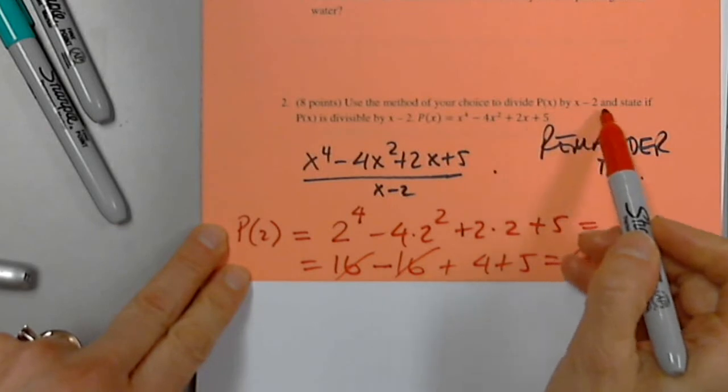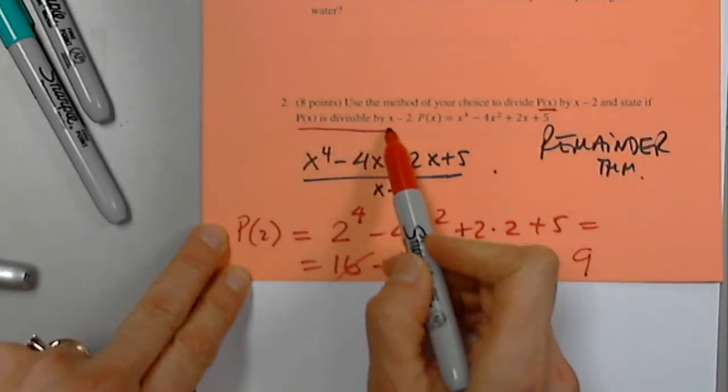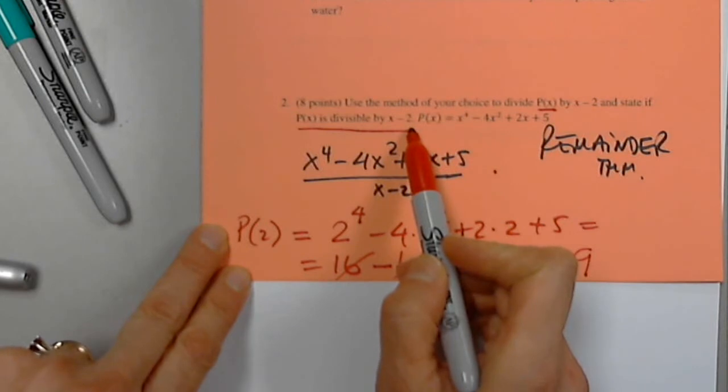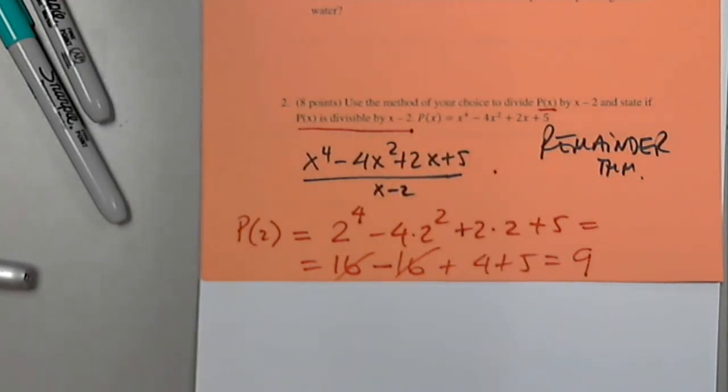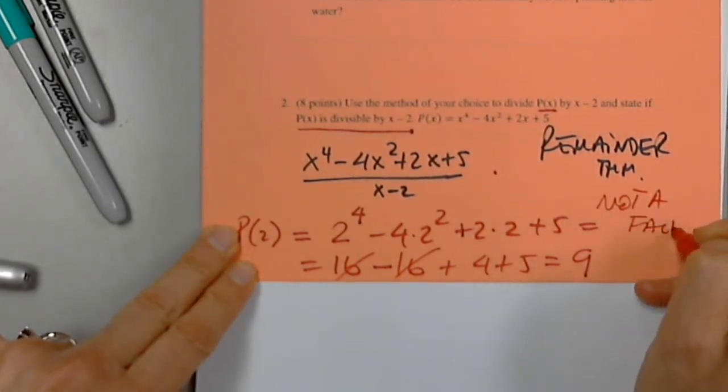You either say P of x is not divisible by x minus 2, or you say x minus 2 is not a factor of P of x, whichever you prefer. So I will say not a factor.